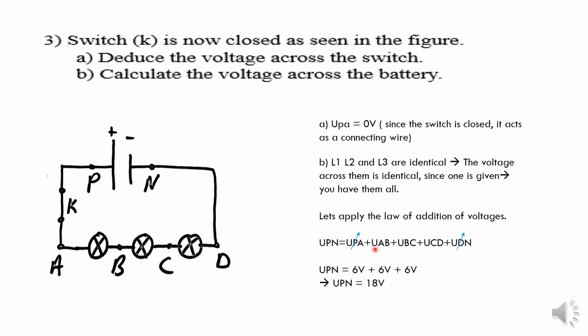Now let's replace UAB by 6 volts. It is given. UBC by 6 volts and UCD by 6 volts. Why did we replace UBC and UCD by 6 volts? Since L1, L2, and L3 are identical, so the voltage across them is identical. Let's add them. So UPN equals 6 volts plus 6 plus 6. UPN equals 18 volts.